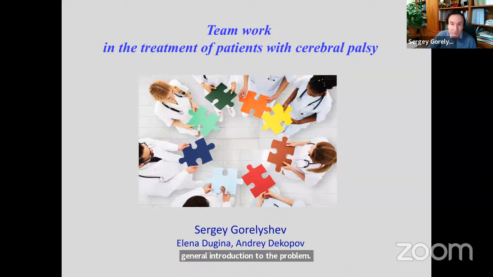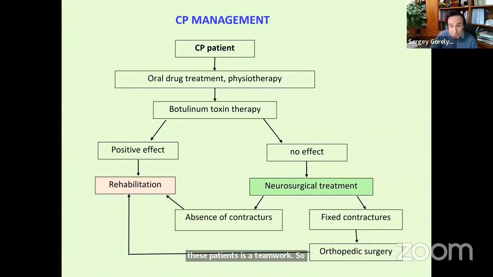One of the main features of the treatment of these patients is teamwork. The general scheme of the CP management is shown on this slide. It includes oral drug treatment, physiotherapy, and botulinum toxin therapy. If it has a positive effect, then rehabilitation. If no effect, neurosurgical treatment may be used. And if it is effective, in the absence of contractures, rehabilitation. If we still have fixed contractures, then orthopedic surgery and again rehabilitation.